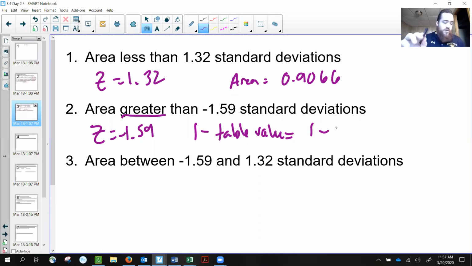So it's 1 minus, so the answer is not 0.0559. That's what the table tells us is to the left of it. I want to know greater than negative 1.59. And we end up with 0.9441. So if we're talking about something specific, how many observations are greater than negative 1.59 standard deviations away? It's 94.41%. This value as a percentage.